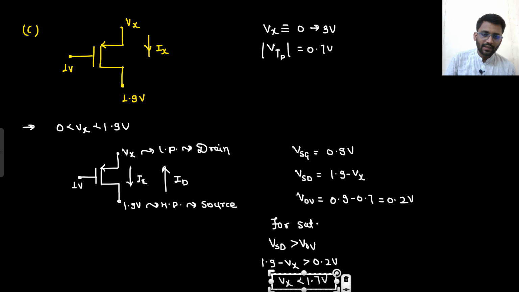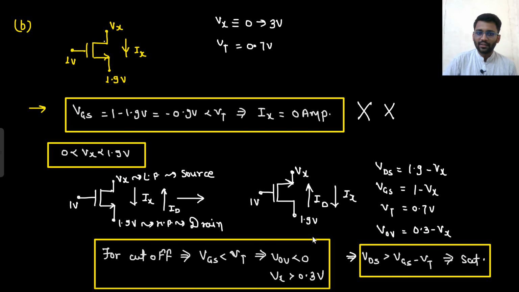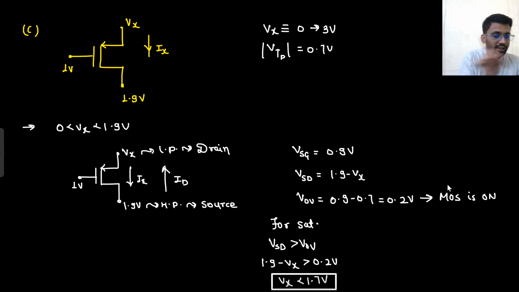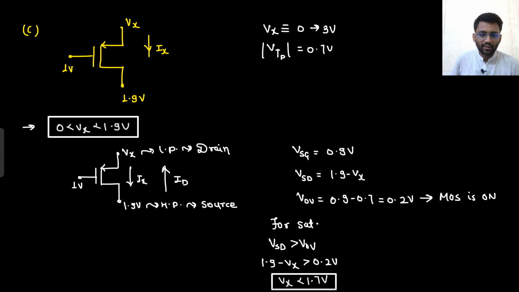This you got to know. The other thing you got to know is that your V overdrive is always greater than 0, so the MOS is always on. Earlier, your V overdrive was depending on Vx, so if Vx was greater than 0.3, your MOS was getting off. Here your V overdrive is not depending on Vx. We are considering only 0 to 1.9 volt. Forget about 3 volt. In 0 to 1.9 volt, your V overdrive is constant, that is 0.2 volt. That means MOS is always on.